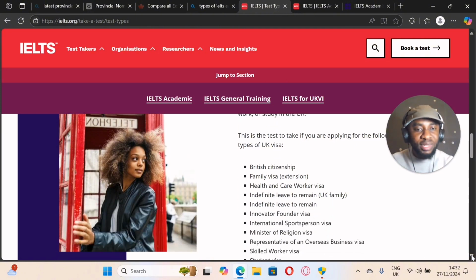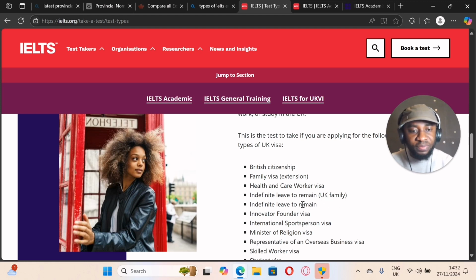Now, mostly this kind of test is written inside of the UK, even though there are a lot of people who use this UKVI IELTS for their visa applications outside the UK. If you want to apply for a British citizenship, you may. The reason why I use may is that not all people are allowed to write this test when they are applying for their British citizenship. Family visa extensions, health and care worker visa, and then indefinite leave to remain.